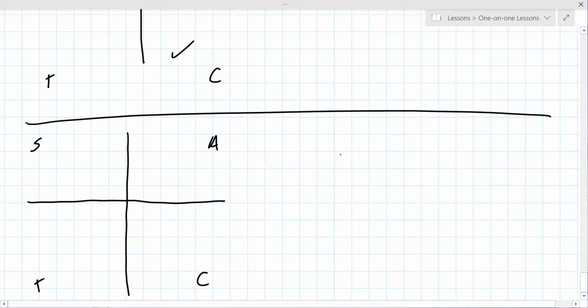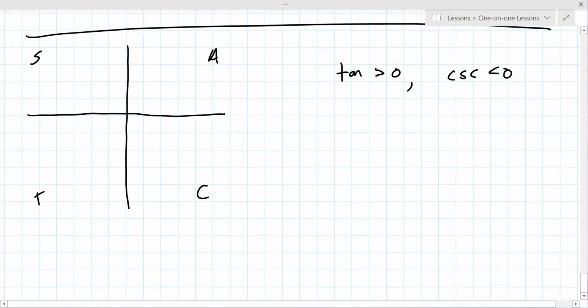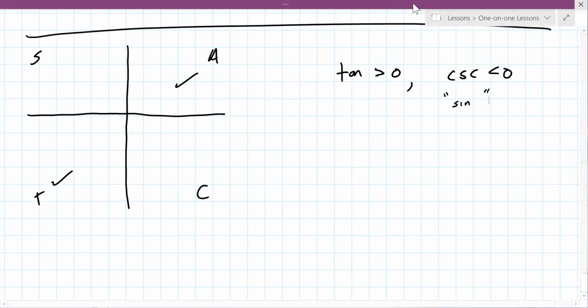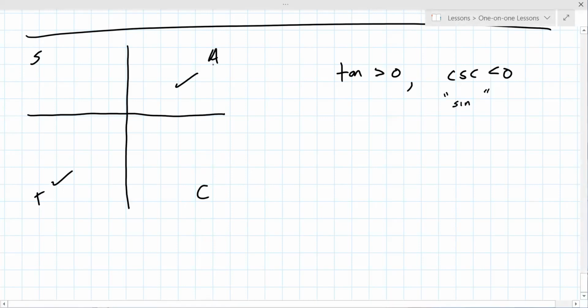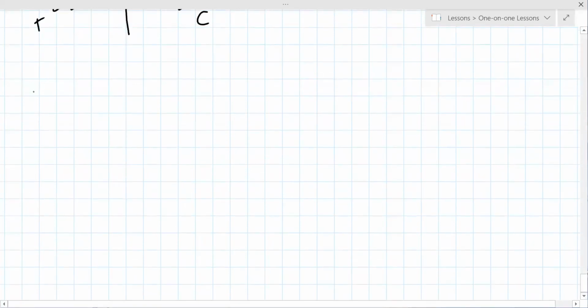ASTC. Let's say that tangent is positive, but cosecant is negative. Tangent is positive in the third and the first, and cosecant is really which trig function? Sine. Sine is positive in the first and second. This one is negative, so third and fourth. Okay, let's try another one here.